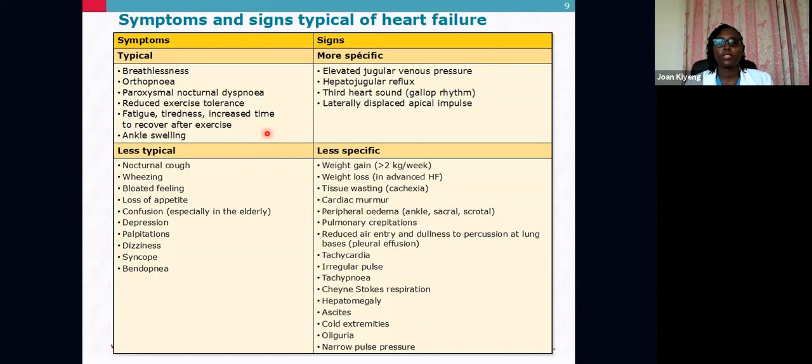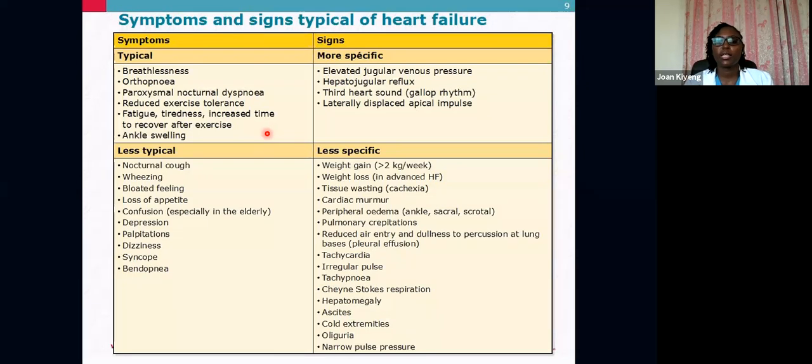As long as somebody tells you they are short of breath, because when you're asking somebody, are you short of breath when you do some activities? Maybe they are already short of breath at rest, so it will be difficult for you to really elicit that. And the other things are orthopnea and paroxysmal nocturnal dyspnea. Those are typical symptoms that, if a patient is having them, really point you to heart failure.